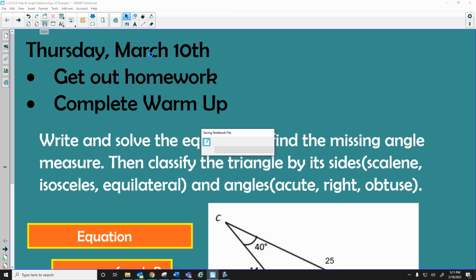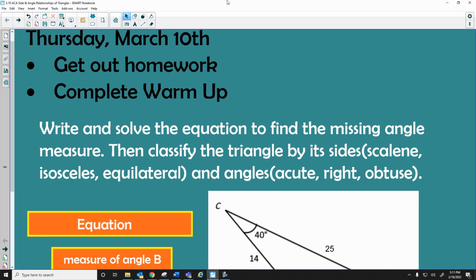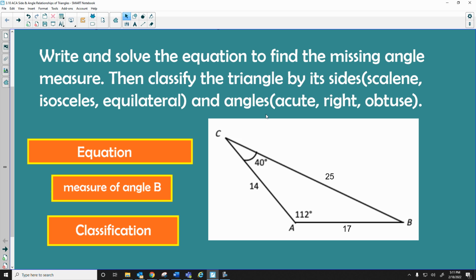March 10th. So please grab your homework, get it out so we can check and complete the warm-up. Here is that warm-up, pause and play for when you're ready to go.